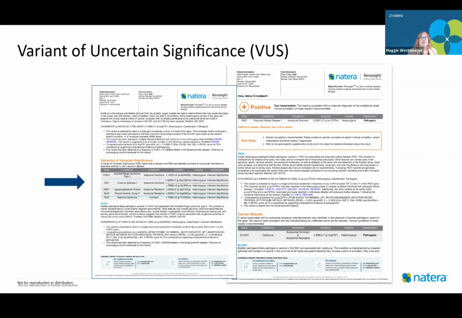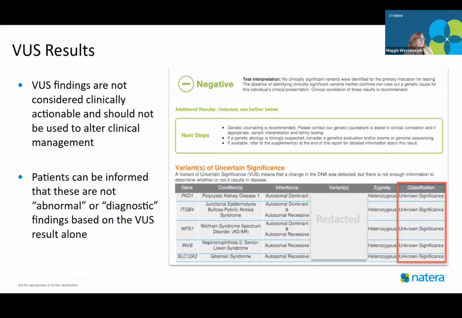And so then the last section in the report, in terms of variants reported, would be the variants of uncertain significance, or the VUS. Here we see an example of the VUS section. This table follows that same format as for positive and carrier results. The notable difference is just going to be in the last column, where the classification says uncertain significance.